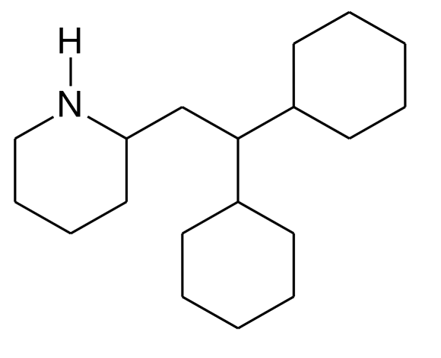Perhexiline is a prophylactic antianginal agent used primarily in Australia and New Zealand. Perhexiline is thought to act by inhibiting mitochondrial carnitine palmitoyltransferase 1. This shifts myocardial metabolism from fatty acid to glucose utilization, which results in increased ATP production for the same O2 consumption and consequently increases myocardial efficiency.